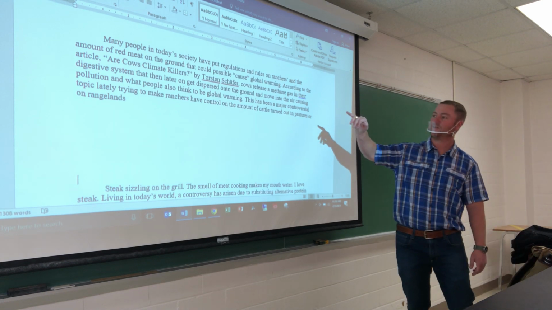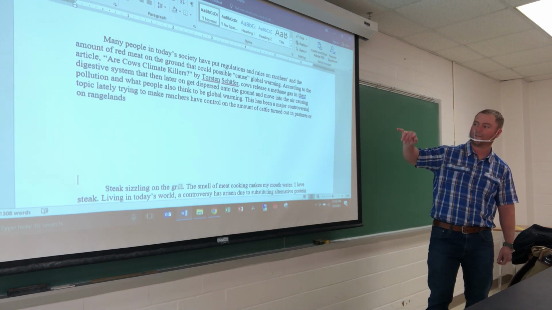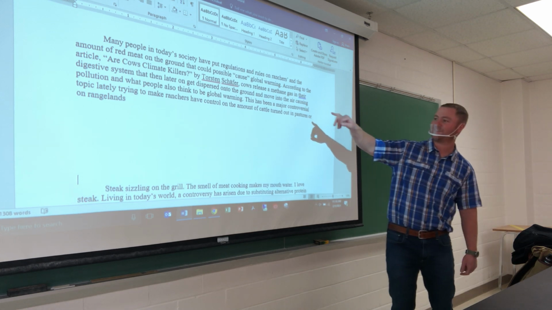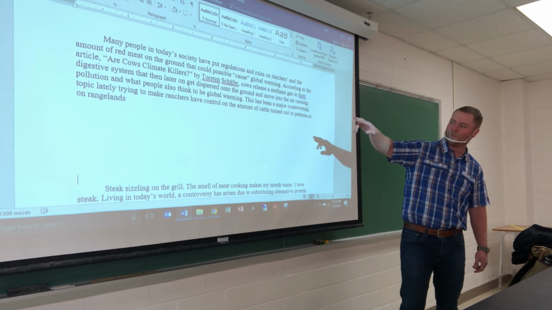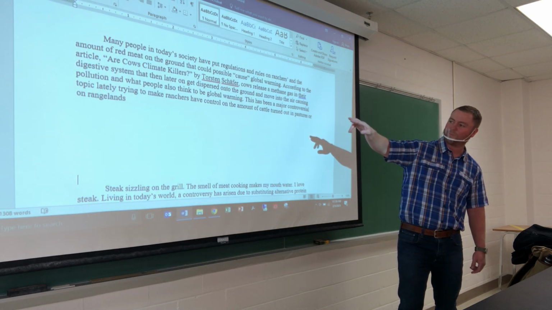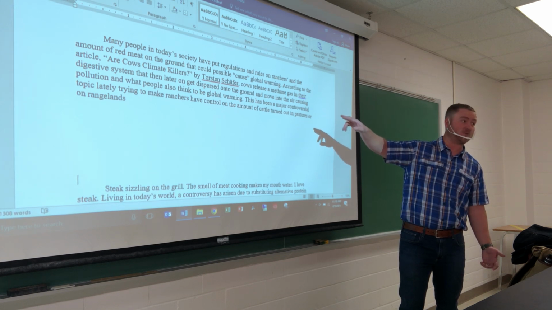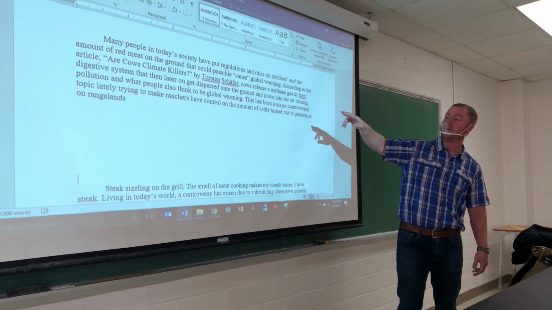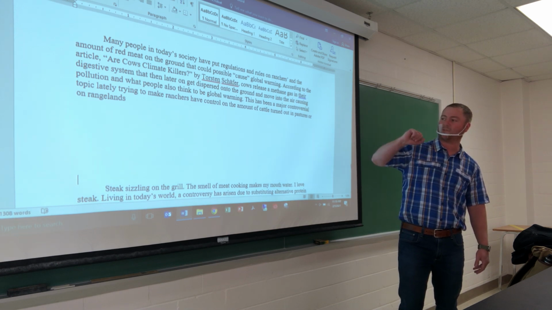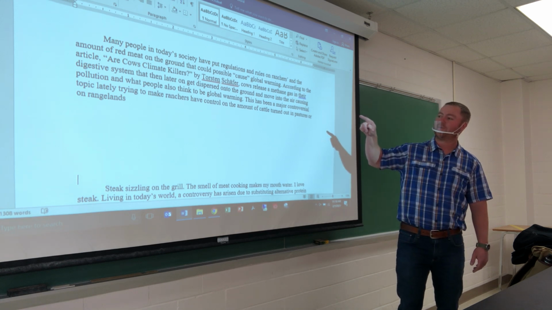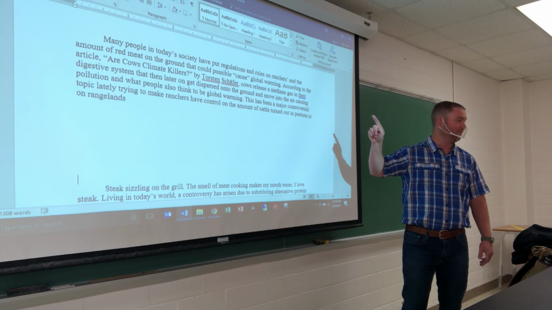Good, what else? It says "on the ground times." Yes, it does. All right, awesome, good. Cows release methane gas in their digestive system that then later, do you need both of those words? No. On, get dispersed onto the ground in their digestive system. So, I guess we're talking about cows crapping, which is fine, right? And move into the air, causing pollution, and what people also think to be global warming. There's a lot going on there that's not good, right?